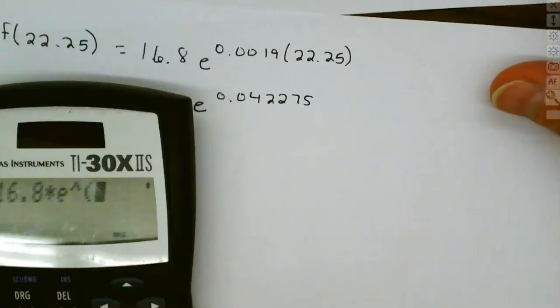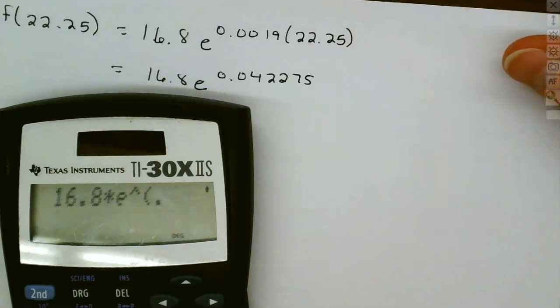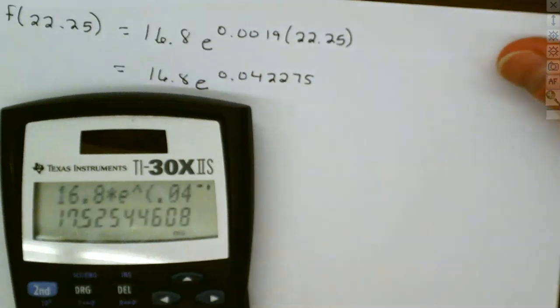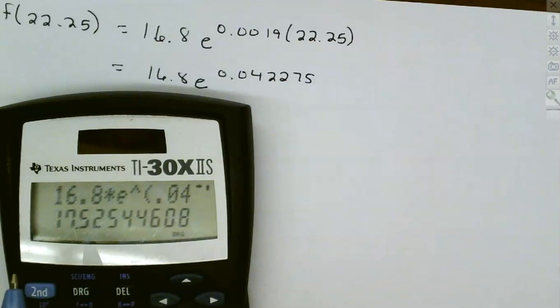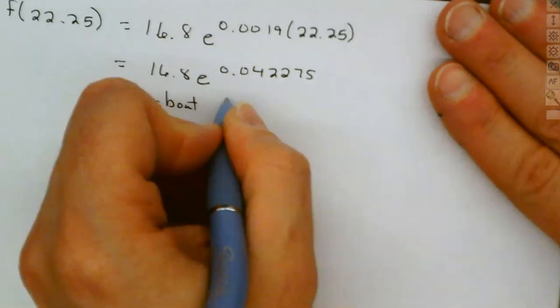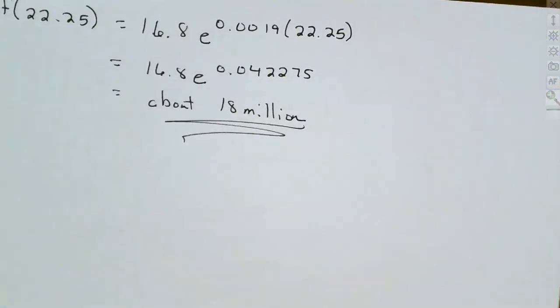So we can see what we've got here. It's hard to see, but we're just going to take this, work it out in our calculator, and get our final answer. 0.042275. And that gives me then, it looks like, it says round it to the nearest million. So it looks like if I round it out to the nearest million, it's going to be about 18 million. So that one's about 18 million. So at about 18 million is when the populations would be the same 22 and a half years later.